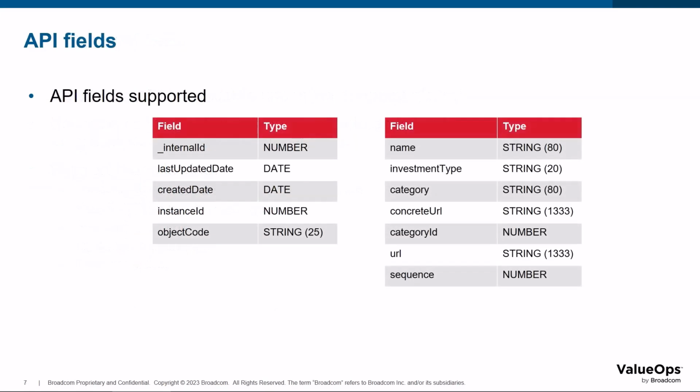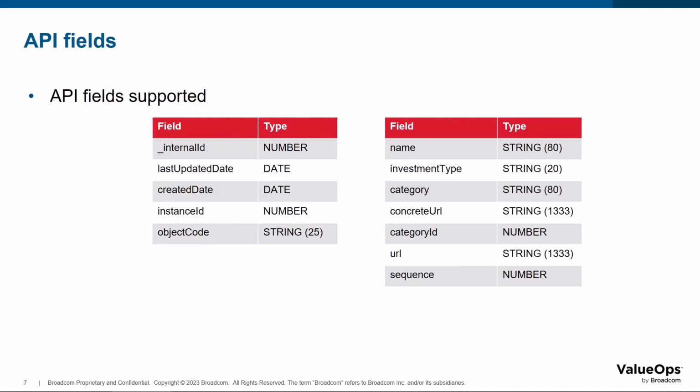In terms of the fields that are supported in this payload, you'll have the internal ID, which is the type number, the last updated date, created date, instance ID, which is the ID of the parent where the specific link is created, and object code, which is the code of the object itself. For example, the project will have the code of project, idea will have the code of idea, and your custom investment type will have the code which is the object defined code, such as CIT underscore my object, as an example. The name is the name of your URL itself.